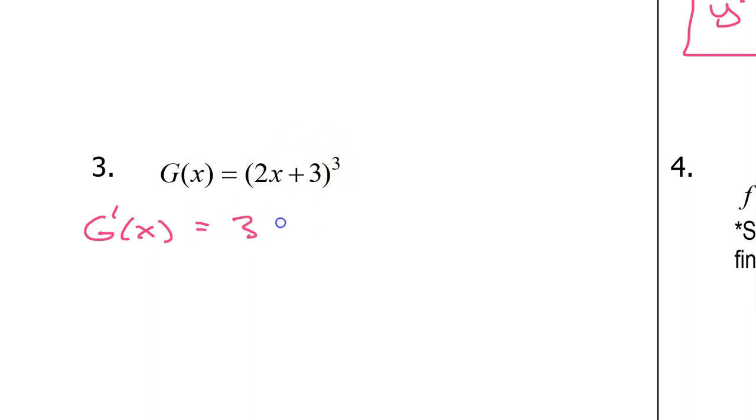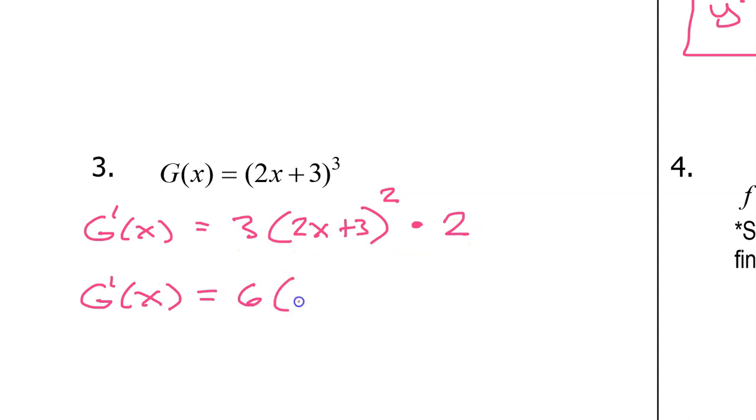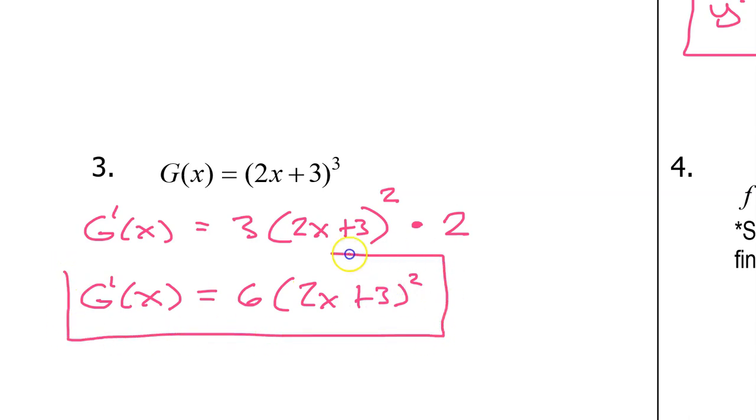So the 3 comes to the front. We reduce the power by 1. And we leave the 2x plus 3. But because we have this inner function, we must multiply by the derivative of this inner function, which will just be 2. This could be the answer, but I'm going to go ahead and multiply the 2 times the 3 and write 6 times 2x plus 3 squared. This will be my final answer for number 3.